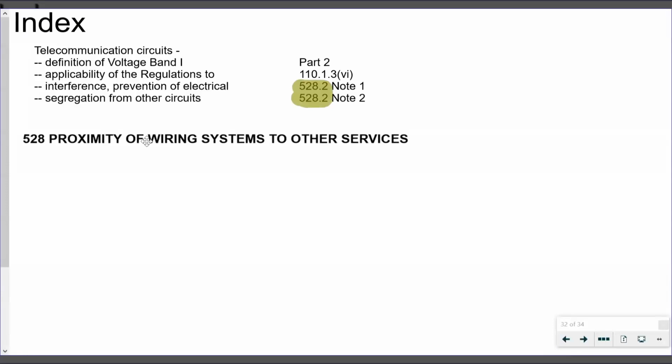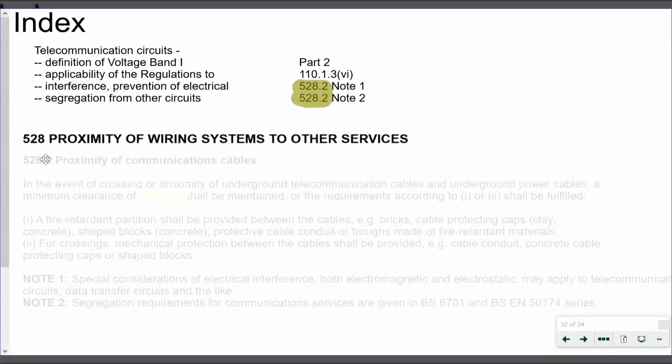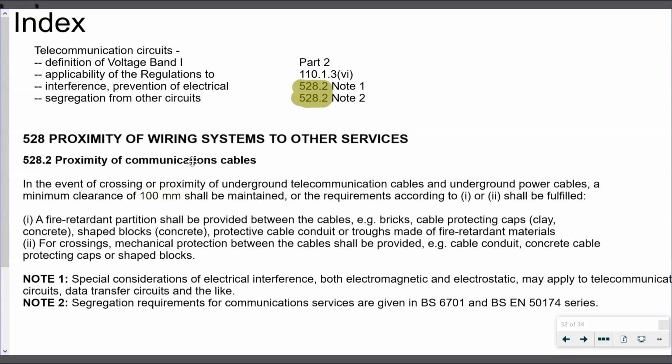So if we look at 528, proximity of wiring systems, 528.2, proximity communication cables, you'll see there we've got information about underground cables and underground power cables. The minimum clearance there is 100 millimetres.